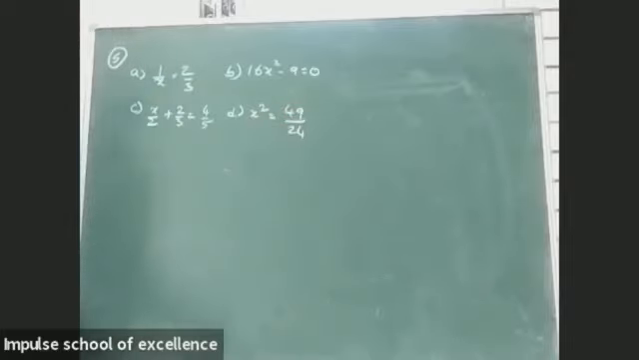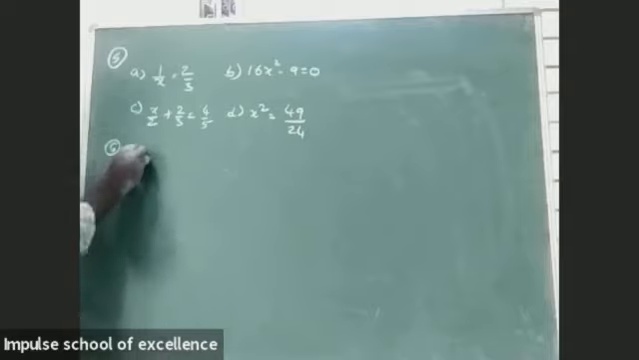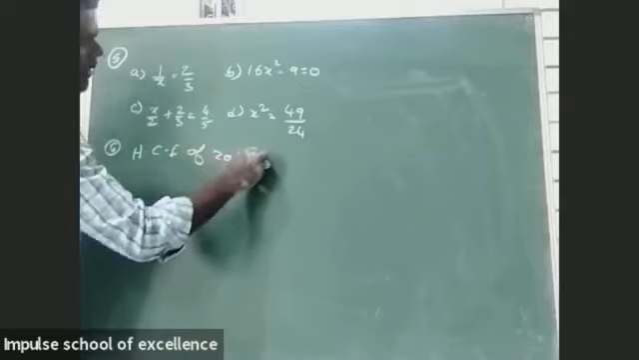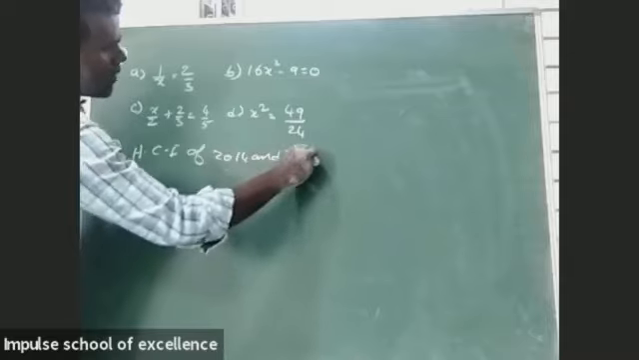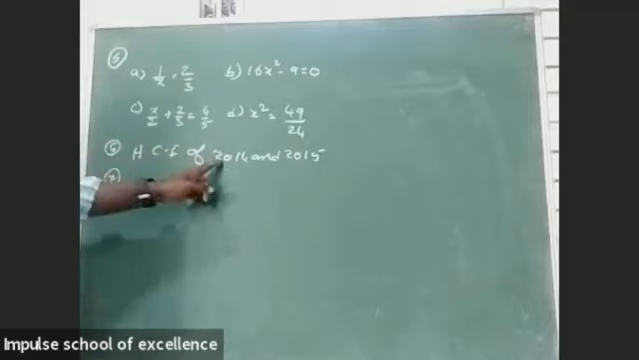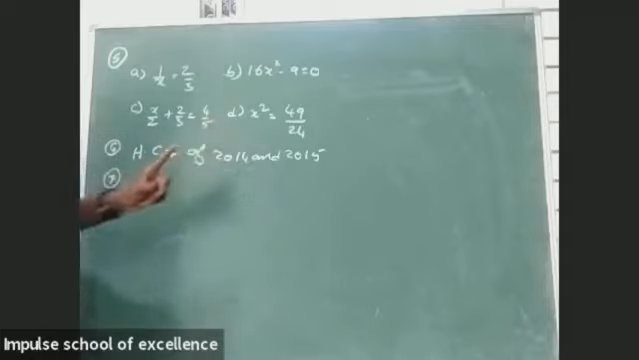Which of the following is an irrational number? You should tell me. Option D, sir. Next, the HCF of 2014 and 2015. You should remember, if there are two consecutive numbers, their HCF is always one only.